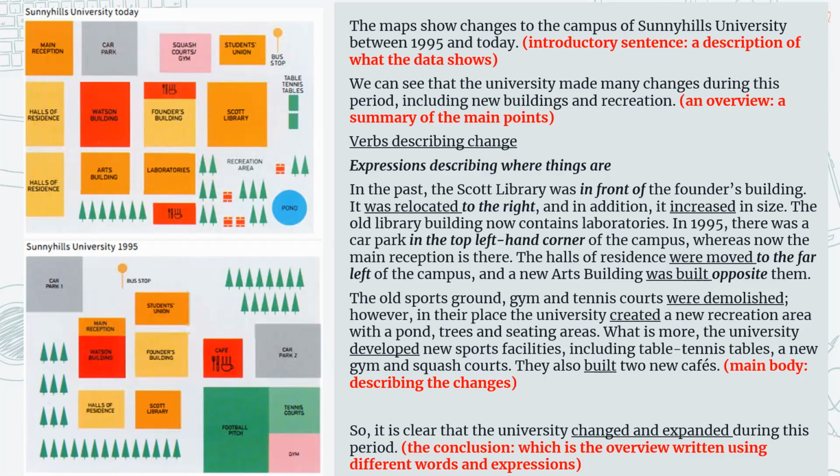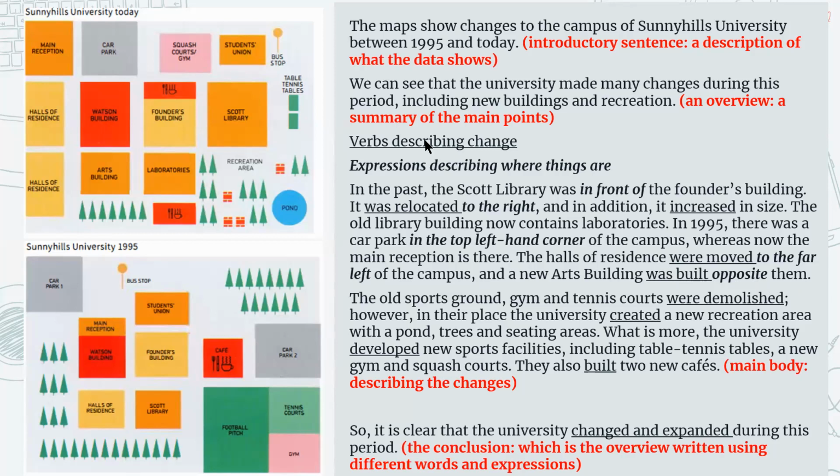describing where things are. Like these bolded expressions, in front of, something was in front of something else. To the right, it was relocated to the right. In the top left-hand corner, so we have many expressions describing where things are. We said in front of, to the right, in the top left-hand corner, to the far left, opposite them. Okay, these are expressions that you can use to describe where things are.